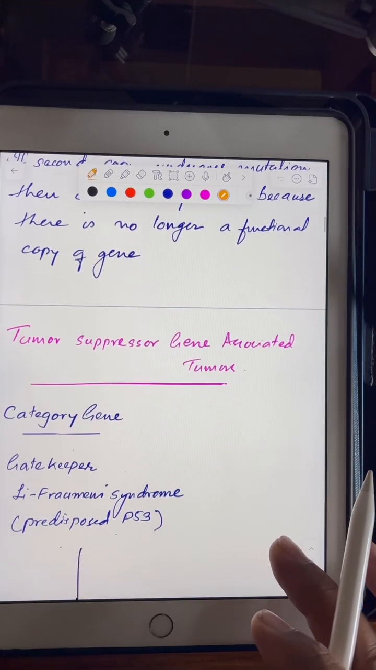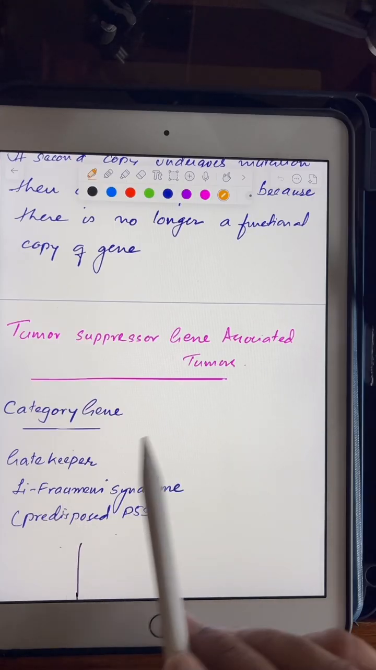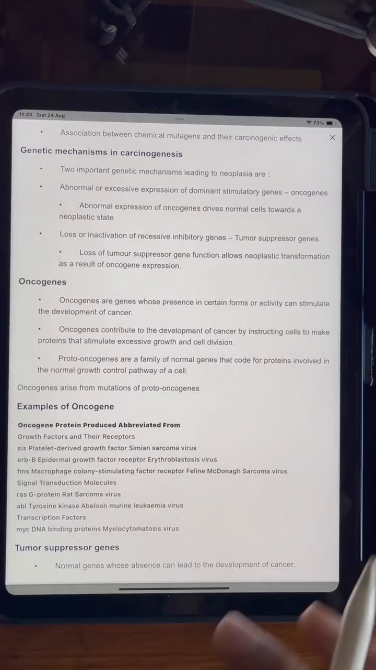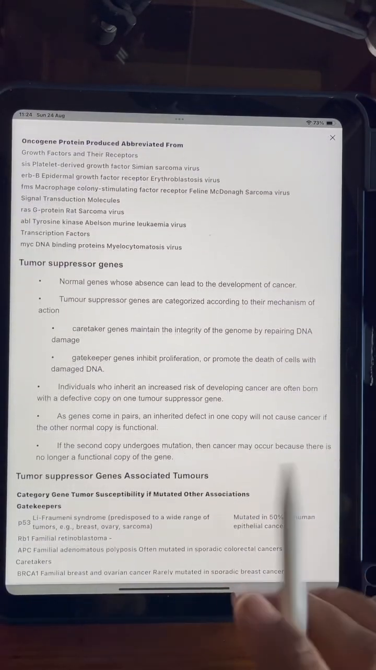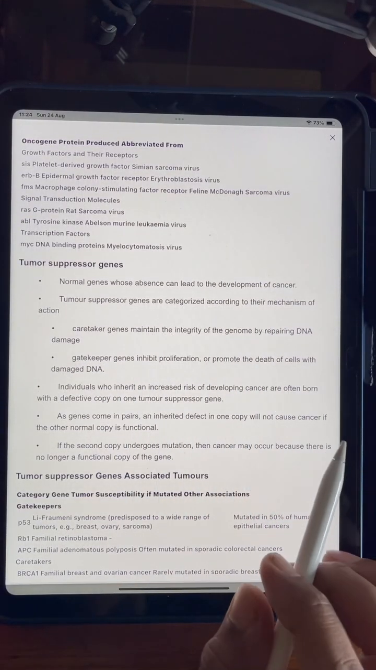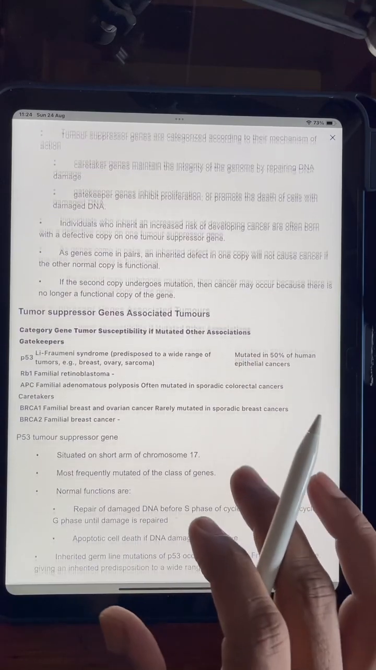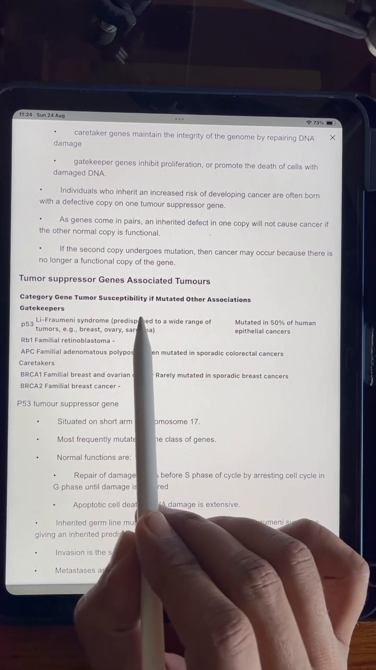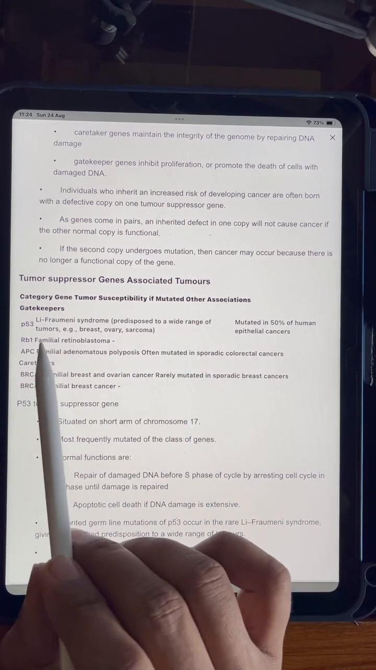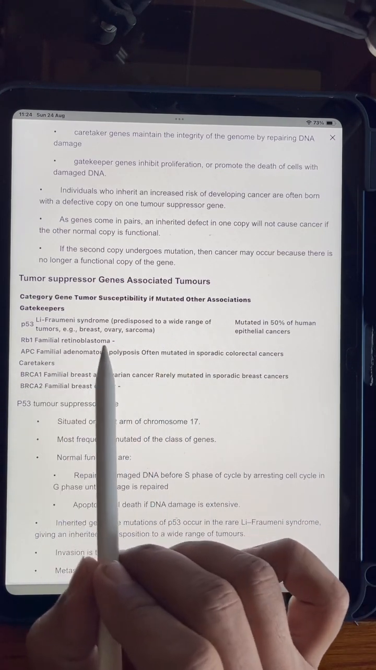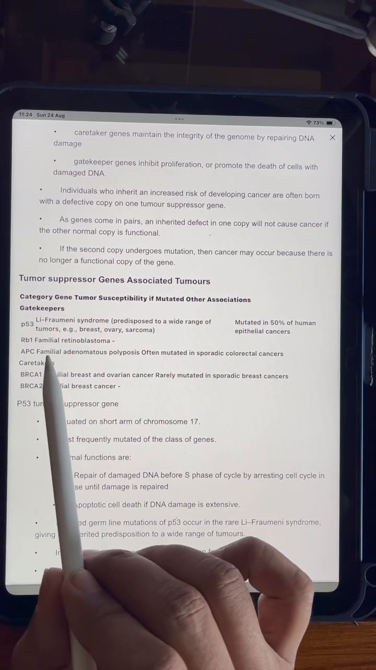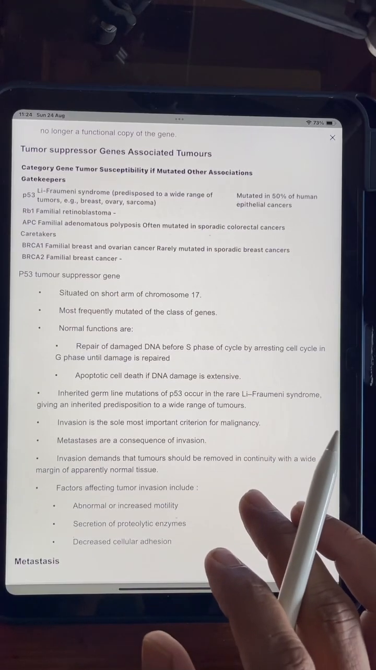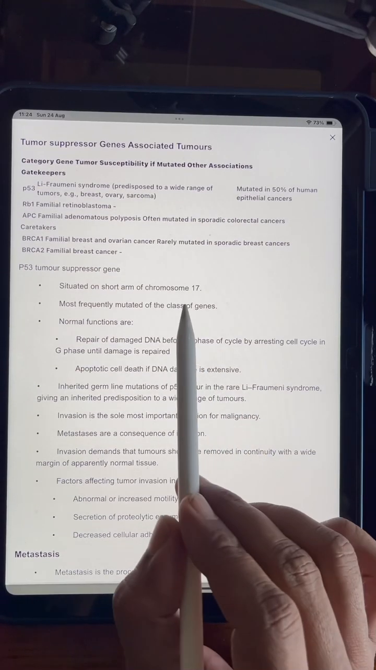Tumor suppressor genes associated with tumors. These are the genes: caretaker genes, gatekeeper genes, Li-Fraumeni predisposed to P53. Tumor suppressors are normal genes whose absence can lead to the development of cancer. Again, these are gatekeeper genes. P53 is a caretaker gene; tumor susceptibility occurs if mutated, other genes as well. Li-Fraumeni syndrome produces widespread tumors, breast, mutated in 50%. Retinoblastoma, familial retinoblastoma, APC, adenomatous polyposis, BRCA breast. P53 is a tumor suppressor situated on chromosome 17.